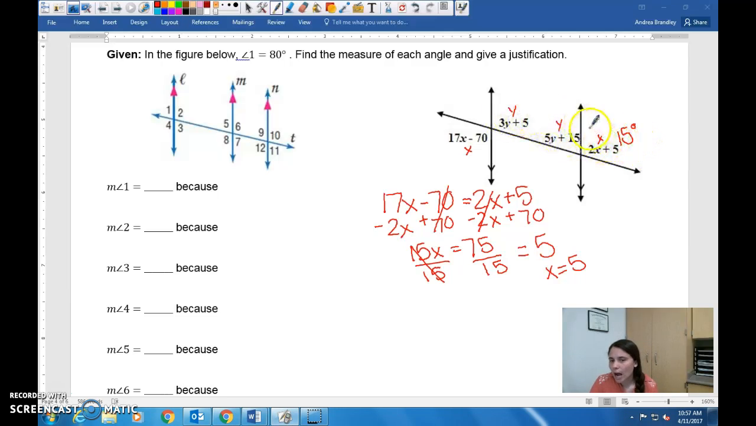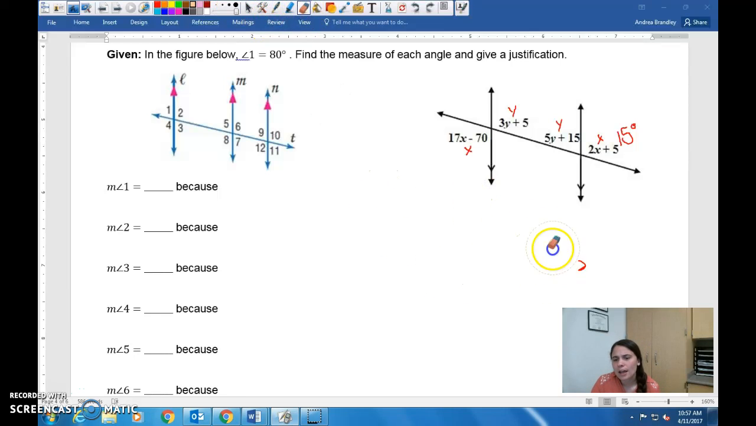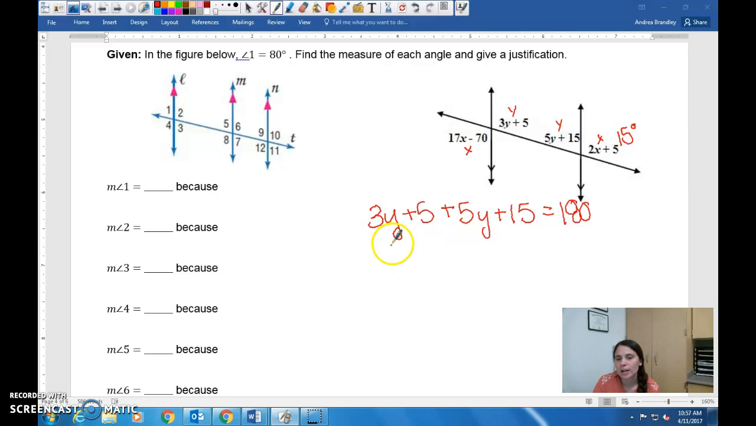But then if I try to find y, these are consecutive angles, not alternate exterior or interior, and consecutive angles are supplementary, they're not congruent. If I have two angles that are supplementary, that means they add to 180 degrees. So I could do 3y plus 5 plus 5y plus 15, and that should equal 180. Then I can combine like terms to get y by itself. So 3y plus 5y is 8y, and 5 plus 15 is 20, and that's equal to 180.